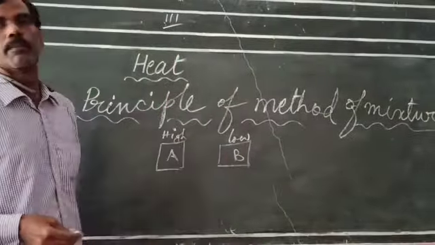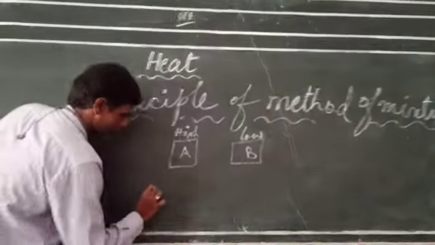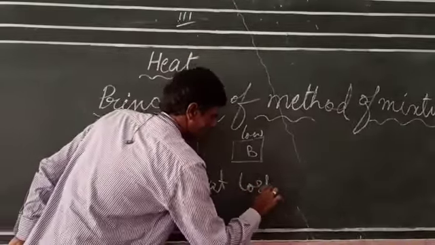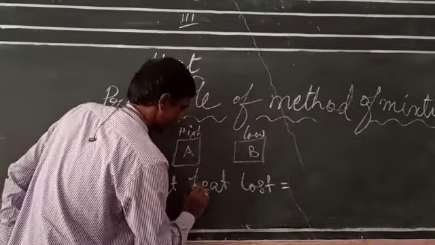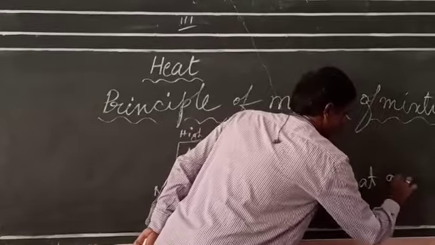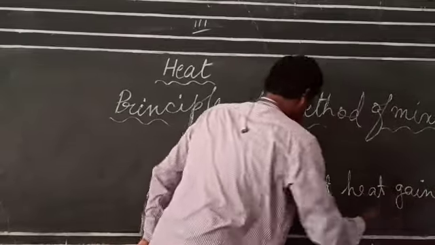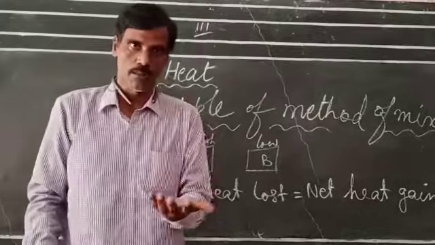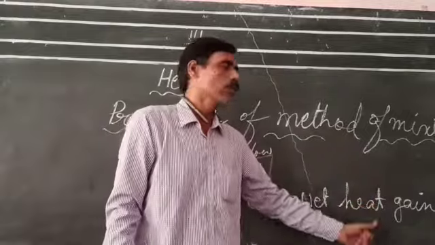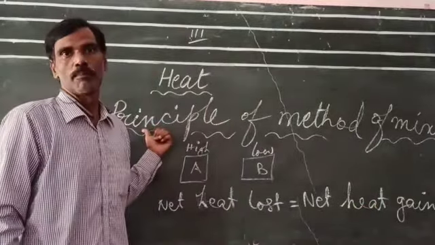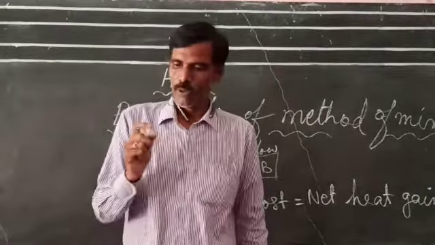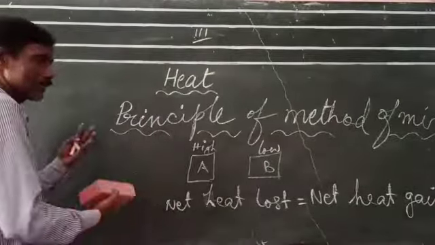Simply, we can write the principle of method of mixtures as: net heat lost is equal to net heat gained. Net heat lost by the hot body is equal to net heat gained by the cooler body. This is the principle of method of mixtures. So by using the principle of method of mixtures, we have to derive one formula to get the resultant temperature.